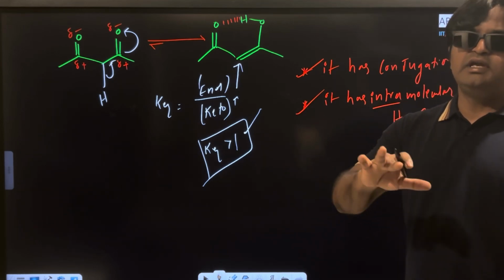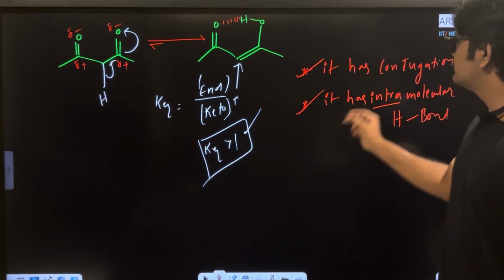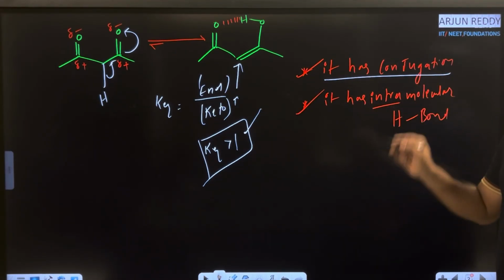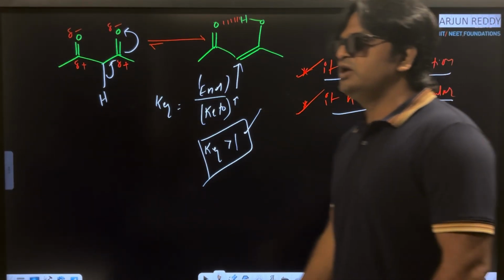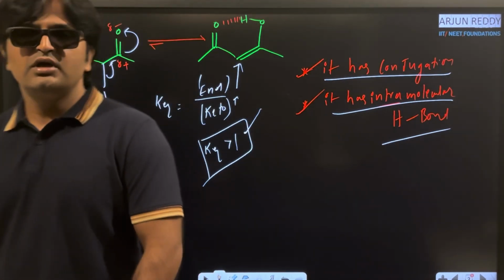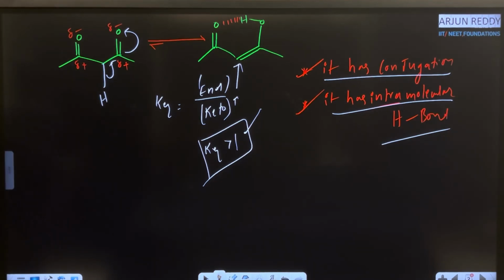Theoretically, if they are asking any points about the enol form, you select these two. What is the first one? It has conjugation and it has intramolecular hydrogen bond. Very, very good example. Note down these two points. Conjugation and intramolecular hydrogen bond.